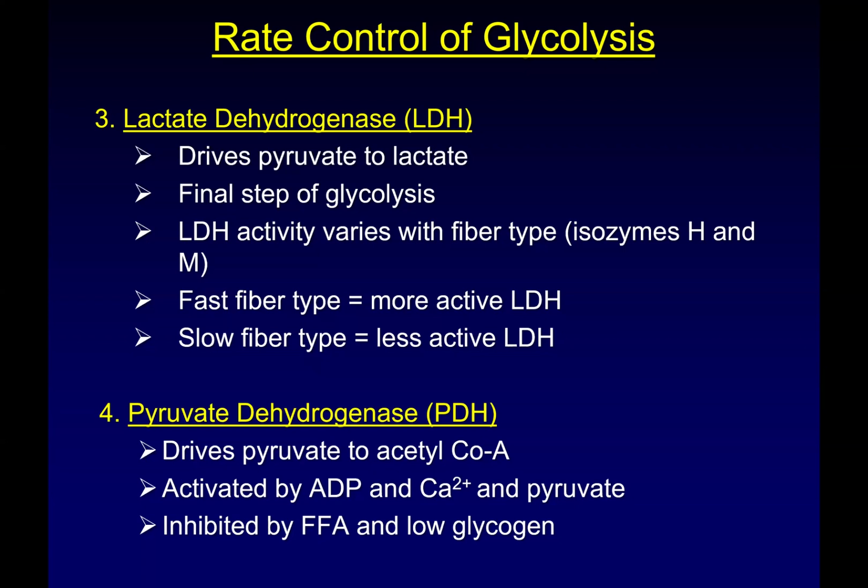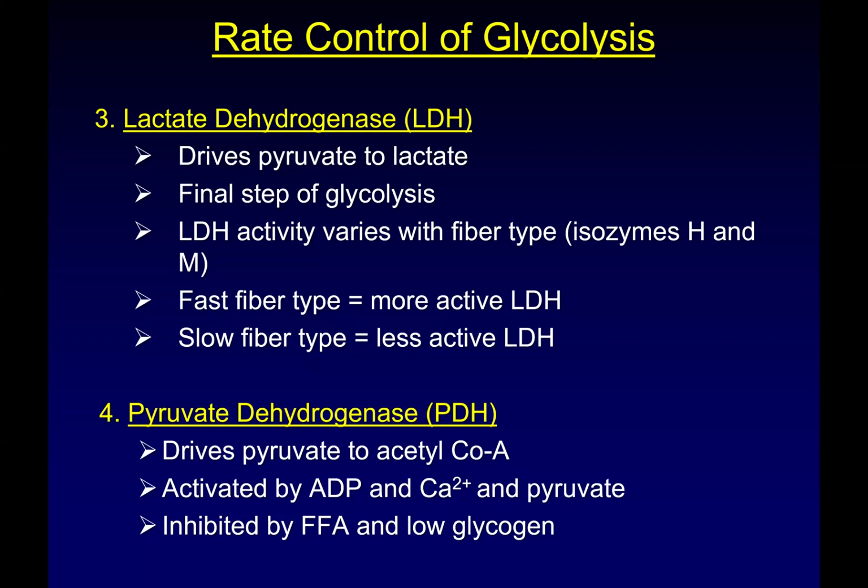In fast twitch fibers, LDH is more active. In slow twitch fibers, LDH is less active. So if you have a lot of fast twitch fibers, you're going to make more lactic acid, which can be a bad thing, than if you have more slow twitch fibers. PDH, on the other hand, can be activated by ADP. It's largely inhibited by high levels of glycogen and high levels of free fatty acids.